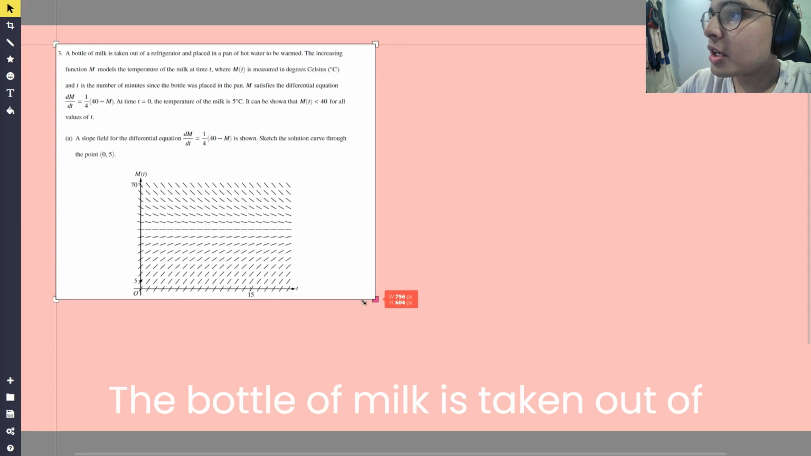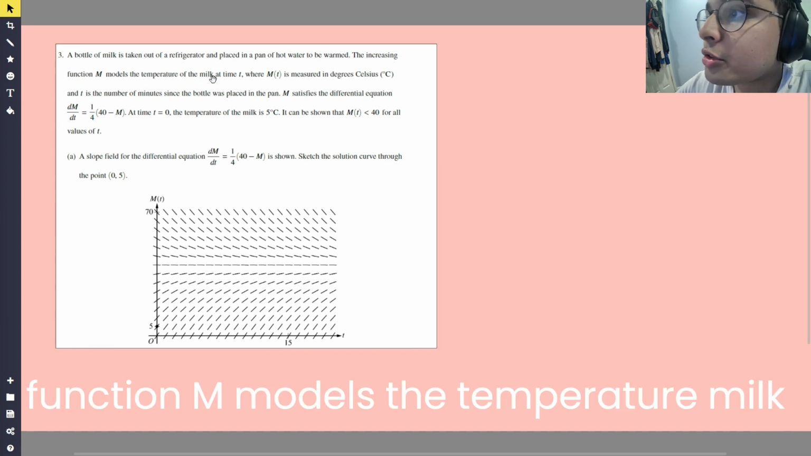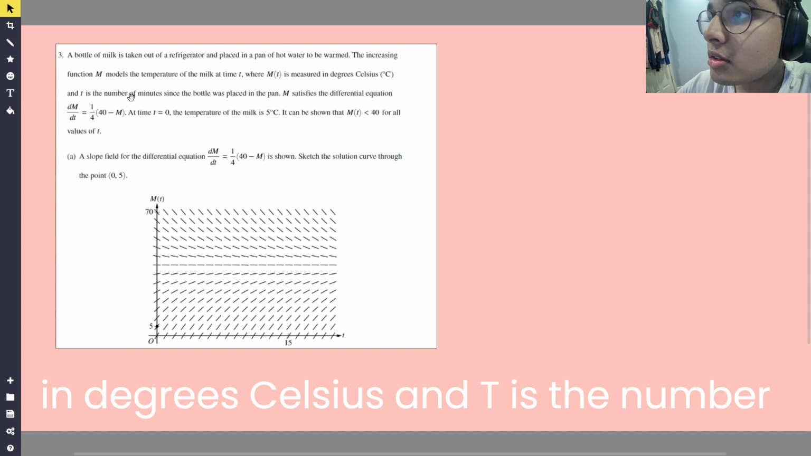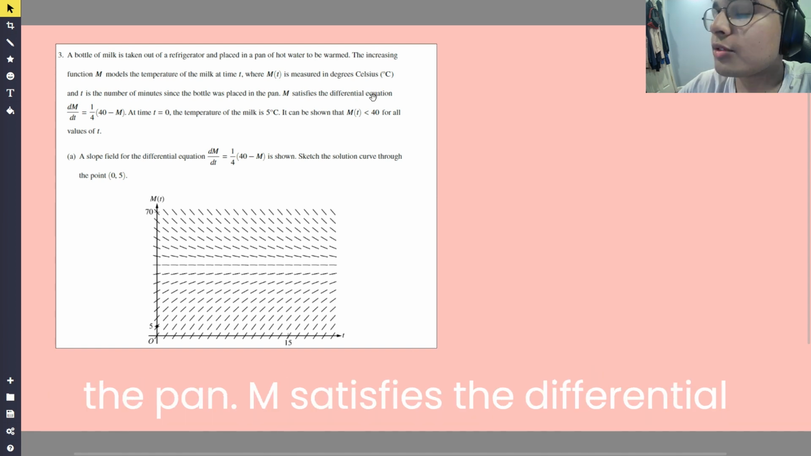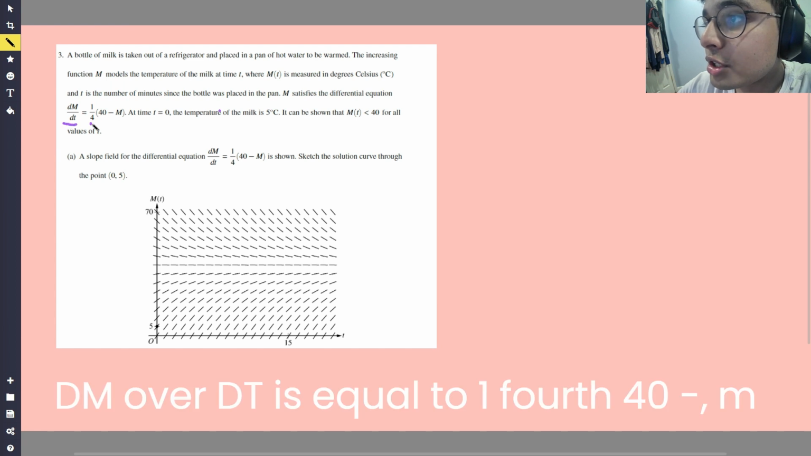A bottle of milk is taken out of a refrigerator and placed in a pan of hot water to be warmed. The increasing function m models the temperature of milk at the time t, where m of t is measured in degrees Celsius and t is the number of minutes since the bottle was placed in the pan. M satisfies the differential equation dm over dt is equal to 1/4 (40 minus m).